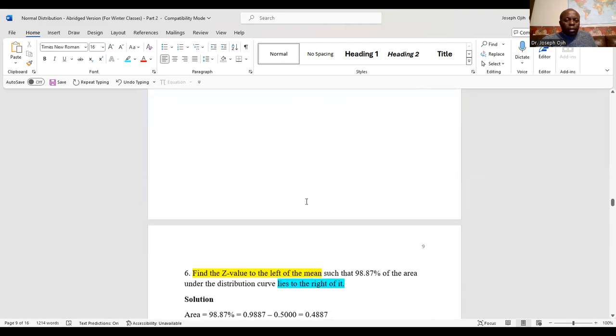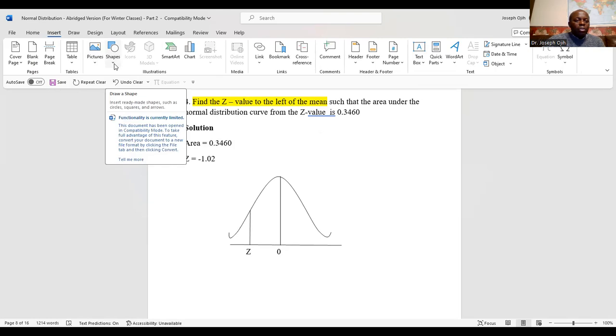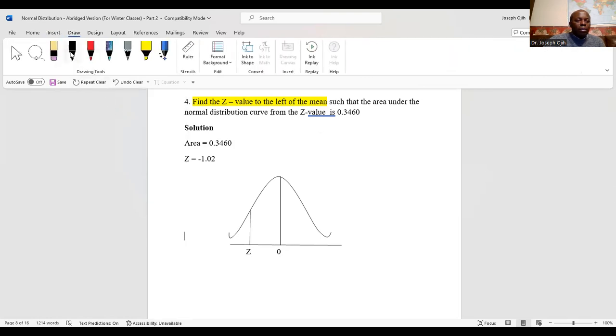No? Okay. Now let's correct this one. The answer is correct, just that we shaded the wrong place on the chart, so let us shade the right place. It says find the Z value to the left, on the left side, such that the area under the normal distribution curve from the Z value is 0.3460. So you have to be between zero and this. Let me see if I can share it like this. See if it works. Now this one is faster. That's better.